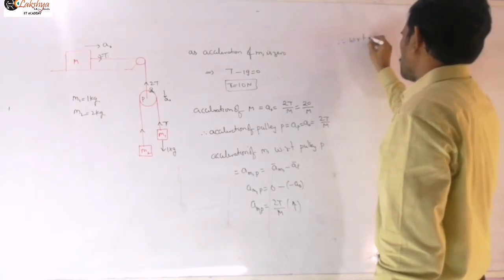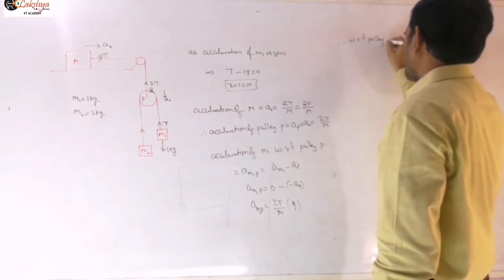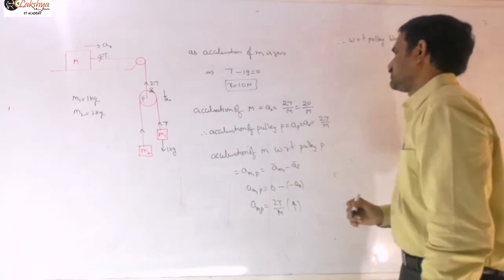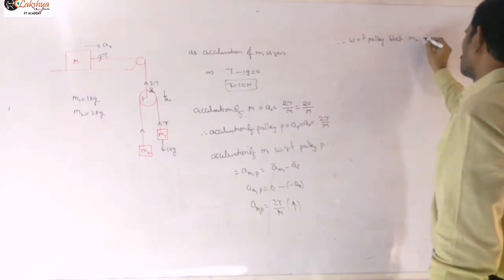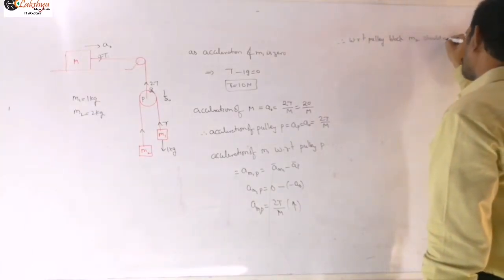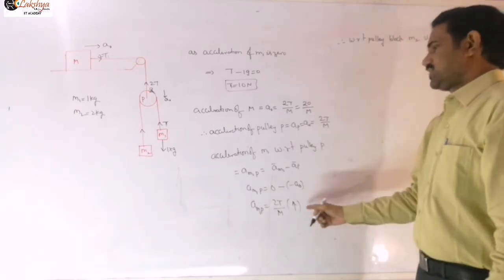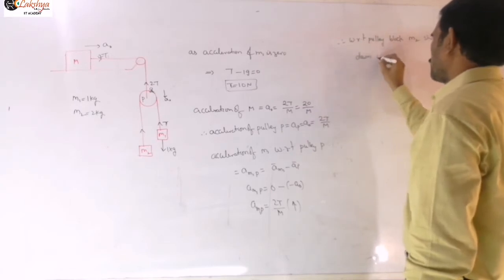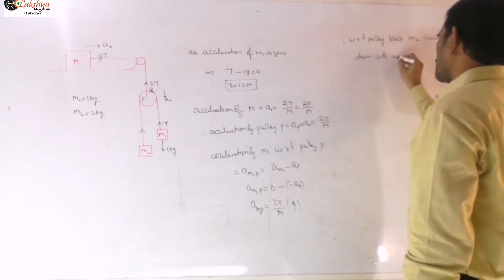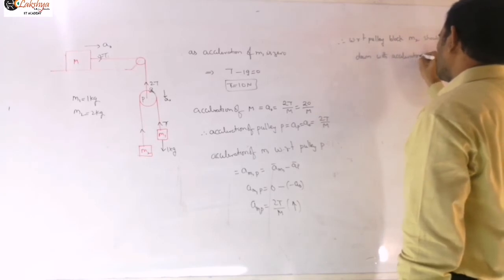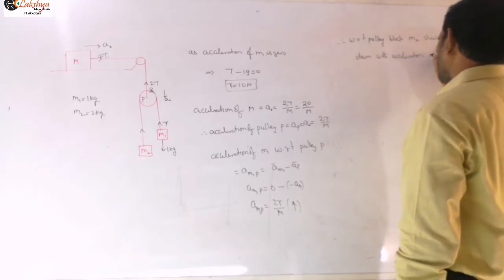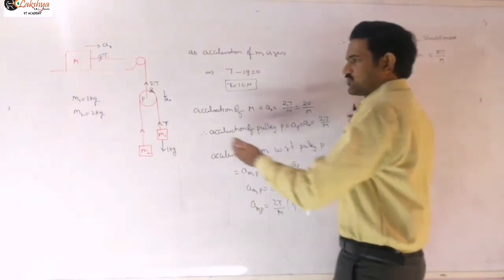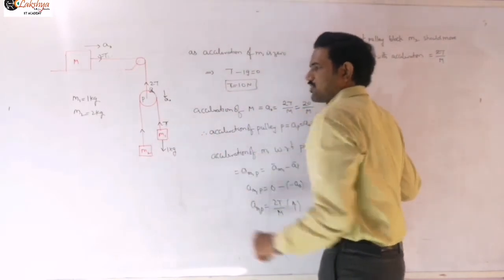therefore with respect to pulley, block M2 should move up. So this is moving up, and so then M2 should move down here, should move down with acceleration (2t by m), right? Is it clear? So with respect to pulley, now this block is moving up, and so this block is moving down.